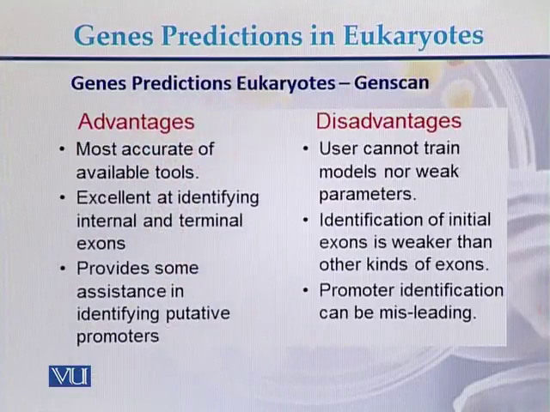There are some advantages and disadvantages. It is the most accurate of the available tools, but the user cannot train the model nor tweak parameters. So this is the comparison between the advantages and disadvantages of the tool called Genscan, which is used for gene predictions in case of eukaryotic genomes.